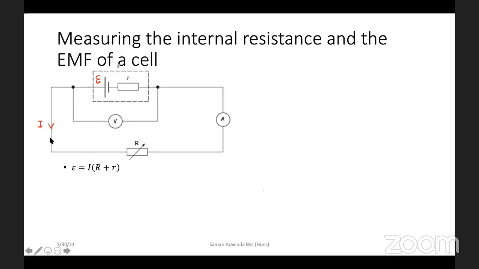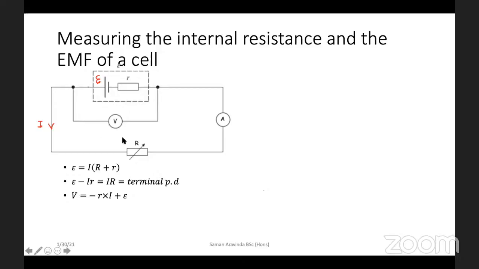Now this is the equation: epsilon equals I times capital R plus small r. Now what I do is I make the terminal potential difference the subject. When I do that, I need to subtract from the EMF the lost volts. That is the potential difference across which resistance? The internal resistance. Now I can rewrite this expression.